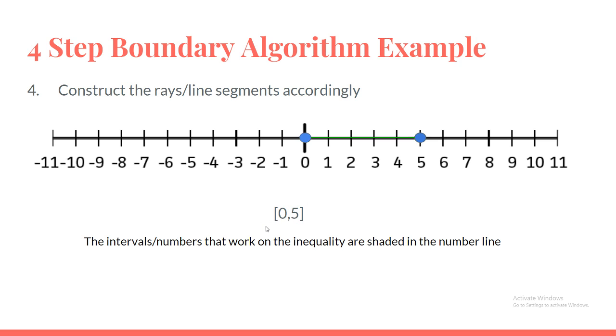Now this can also be represented in square brackets, 0, 5. This is a solution set notation. And the intervals and numbers that work on the inequality are shaded in the number line. So basically what I just explained here.